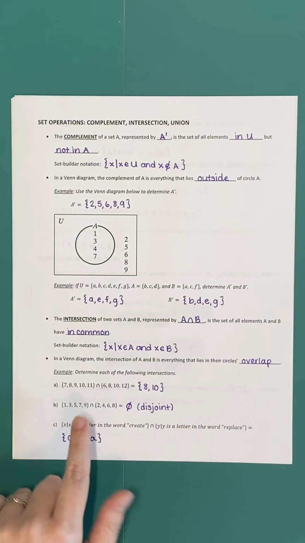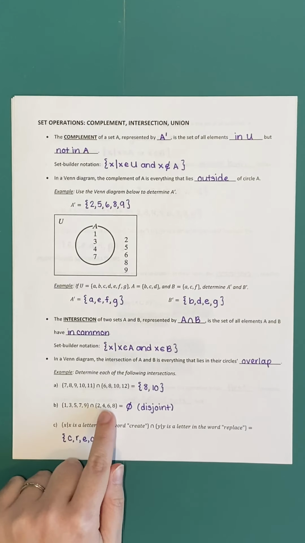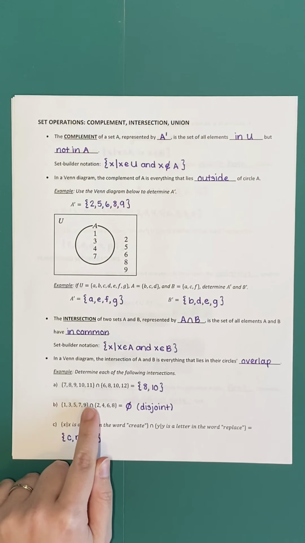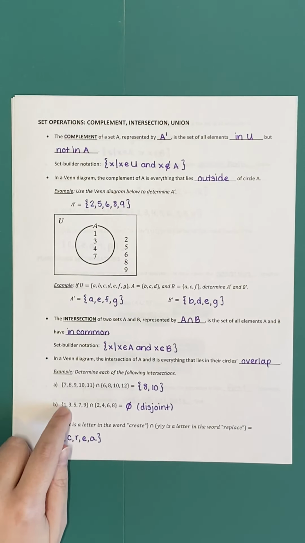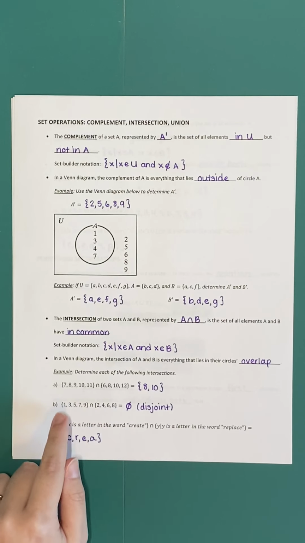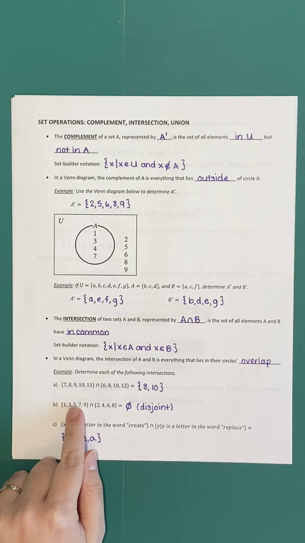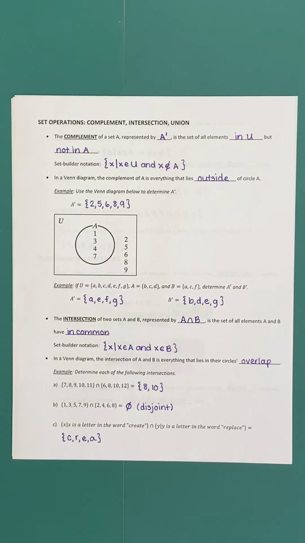Now what about the next pair? The first set is 1, 3, 5, 7, and 9. And then we're intersecting that with 2, 4, 6, and 8. Same idea. We want to start with the first set and see if we can match its elements to the things in the second set. So 1 does not match. 3 does not match. 5, nope. 7, 9. None of these elements actually match up with something in the second set.